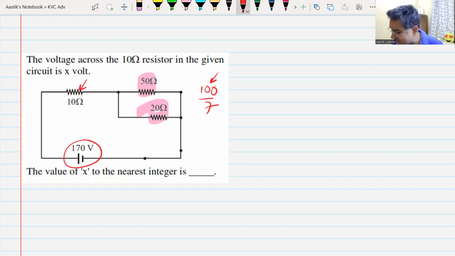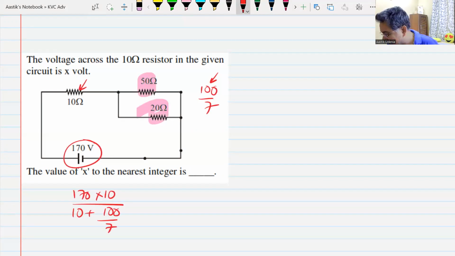Voltage will divide in direct ratio. So the voltage drop across this will be 170 into 10 divided by 10 plus 100 by 7. Yes or no? It is 170 by 7, so 70. You will get 70. So this will be 70 volt and this would be 100 volt.